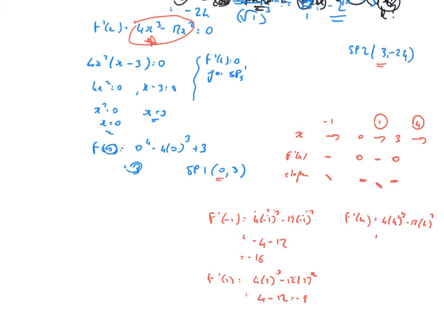Okay, so 4 cubed is 64, times that by 4 is 256. 4 squared is 16, times that by 12, and that will give me 192. Which is then -64, which is a negative result again. So we can see that the curve has got a falling point of inflection and then another falling point of inflection. So FPOI at 0, 3 and another FPOI at 3, -24.